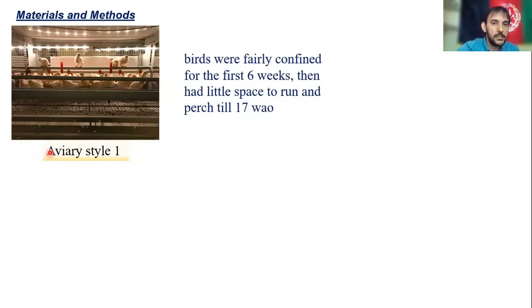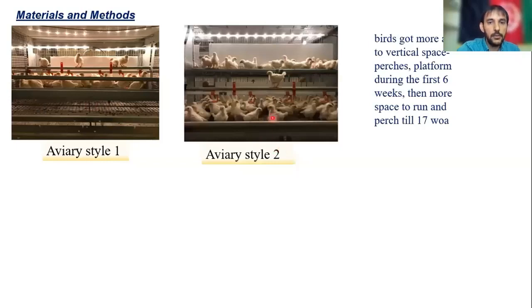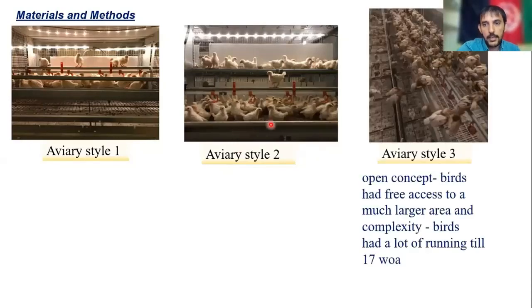In aviary style 1, birds were fairly confined for the first 6 weeks. Then they had a little space to run and perch till 17 weeks of age. In style 2, as we see in the figure, birds had more access to vertical space, perches, and platforms during the first 6 weeks. Then they had a little more space to run and perch till 17 weeks of age. In aviary style 3, it was an open concept. Birds had free access to a much larger area of complexity, with a lot of running and perching till 17 weeks of age.